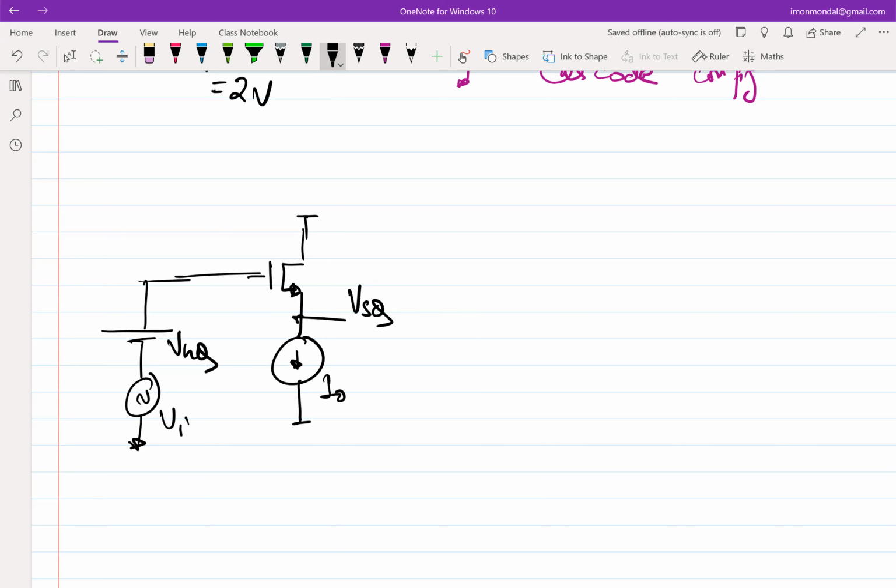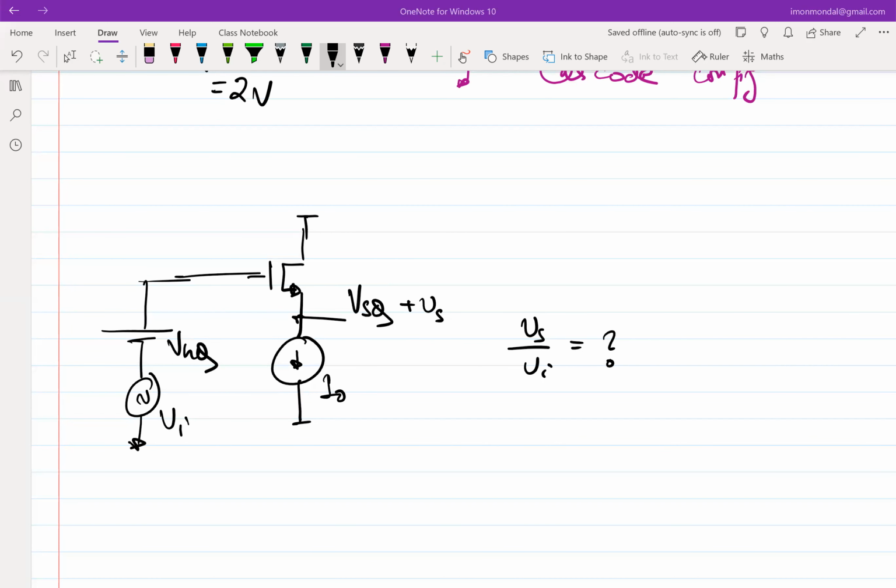Is the question clear? So what I'm essentially asking is, this is VSQ plus Vs, right? So what is Vs? What is Vs over Vi? Can you calculate and tell me? So essentially, incrementally, what is this?